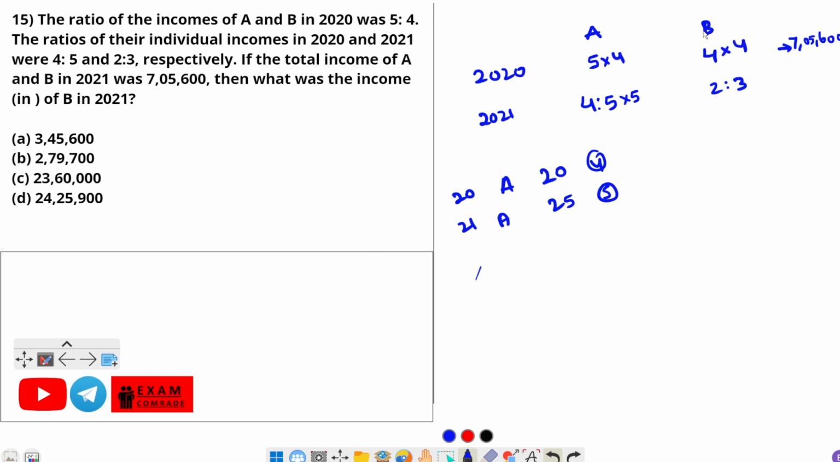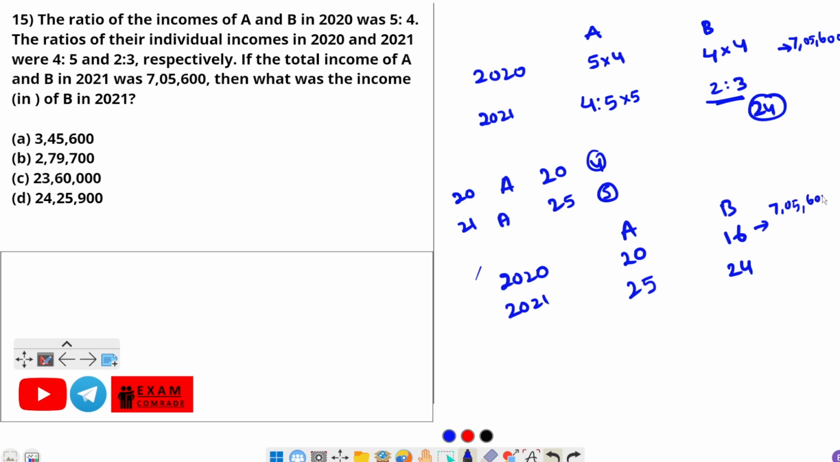Now we see that B's income in 2020 is 16, so accordingly in 2021 it will be 2 parts is 16, so 1 part is 8, 3 parts will be 24. Now we will write the new ratios here: 5 into 4 is 20, 5 into 5 is 25, 4 into 4 is 16, 8 into 3 is 24, right? It is given that 36 parts, 20 plus 16, has value 7,05,600.